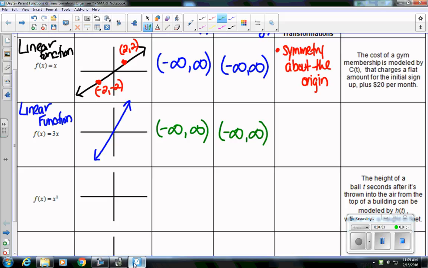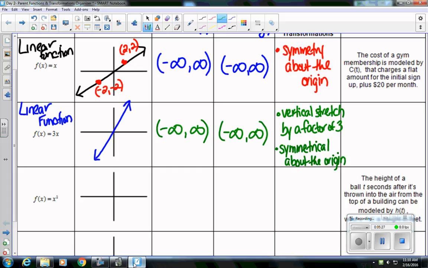And now let's talk about our symmetry and transformations. Well, we talked about the transformation already. It's a vertical stretch by a factor of 3. And let's look at our symmetry once again. This one is also symmetrical about the origin. All right, so those are our two linear functions. Now let's move on to our next function.